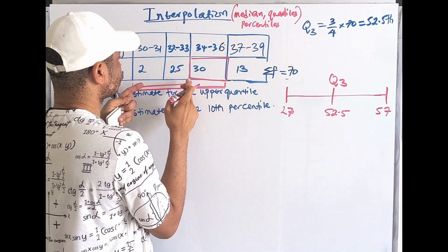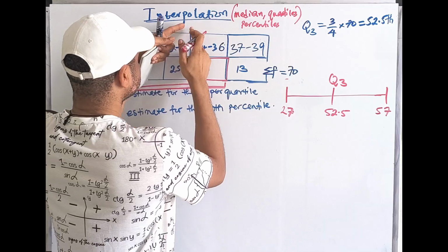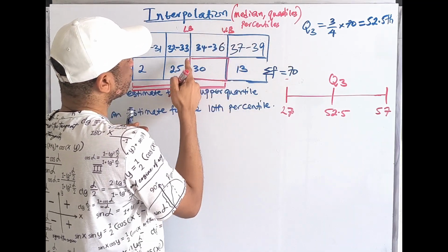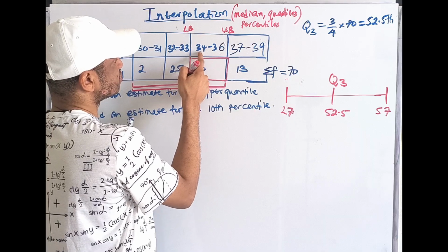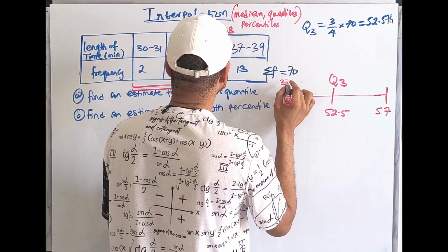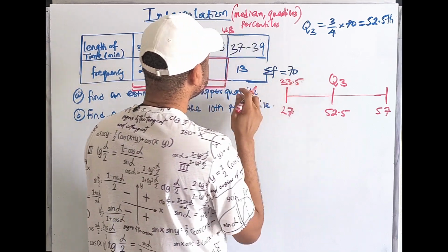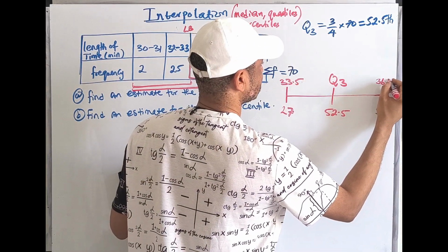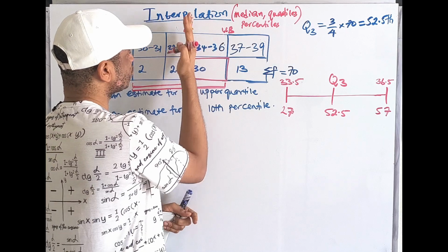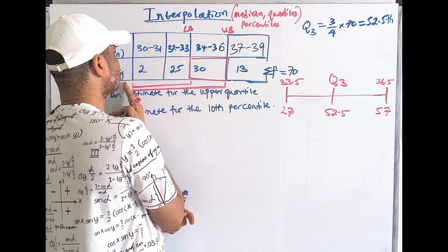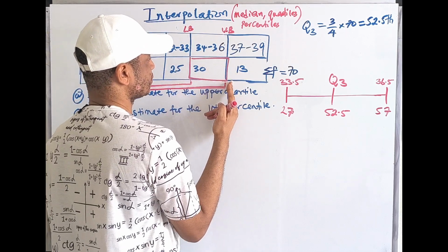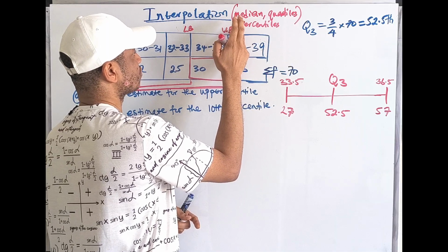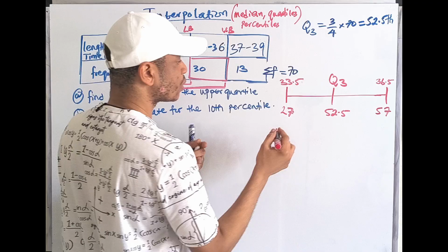Now, what do I put here? In this place, look at this line. I will take the lower bound and the upper bound. The lower bound of this number is 33.5, and the upper bound of this number is 36.5. So you're dealing with this box. Take the frequency before, take the frequency after, take the lower bound of this number and the upper bound of this number. So I'm done.